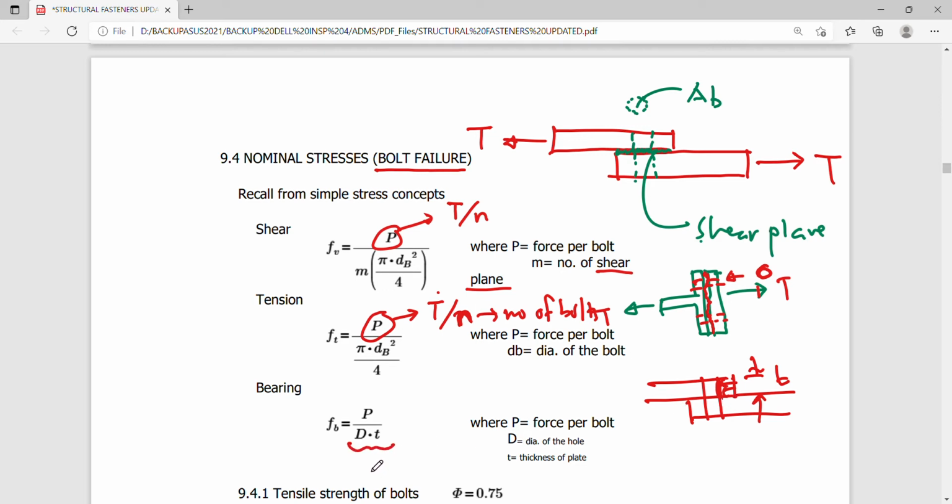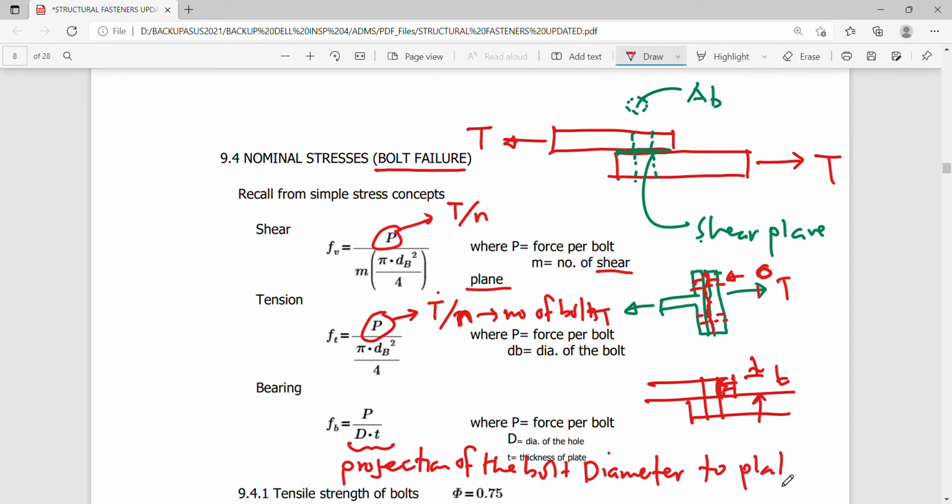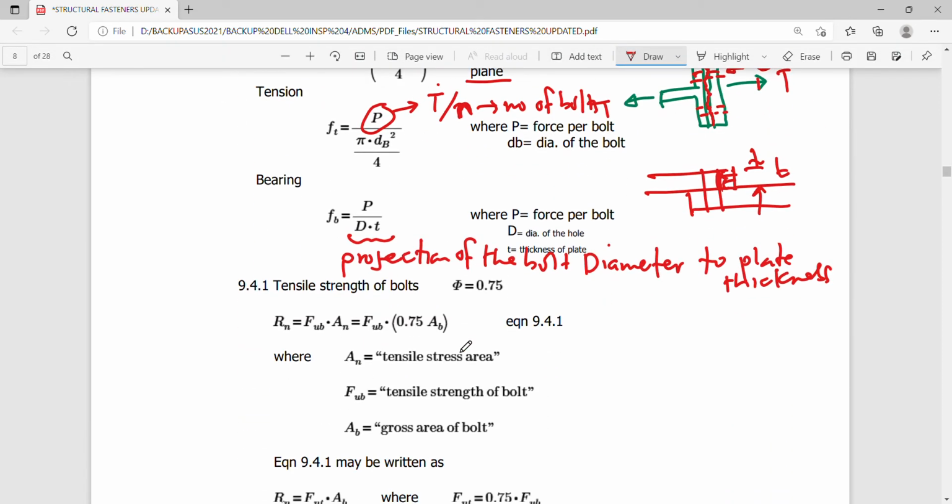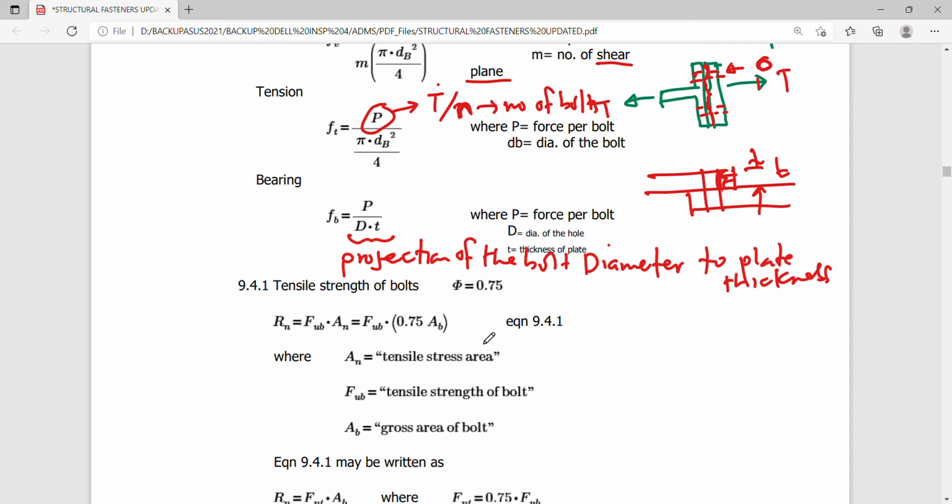So the area considered here is simply the projection of the bolt diameter to the plate, which is defined in terms of the plate thickness. Okay, so those are simple stress formula. Just recall your basic strength of materials on it.